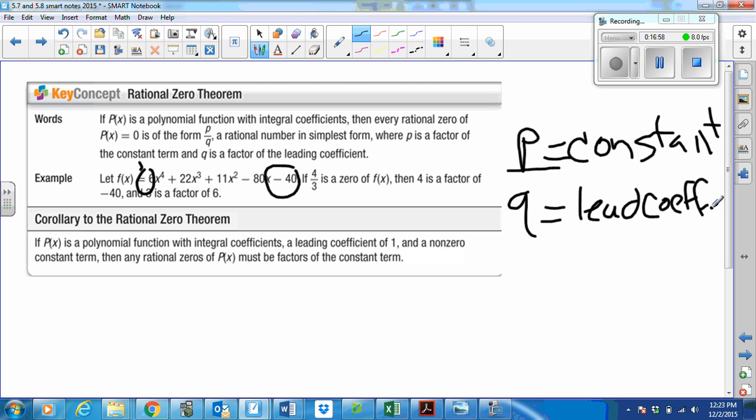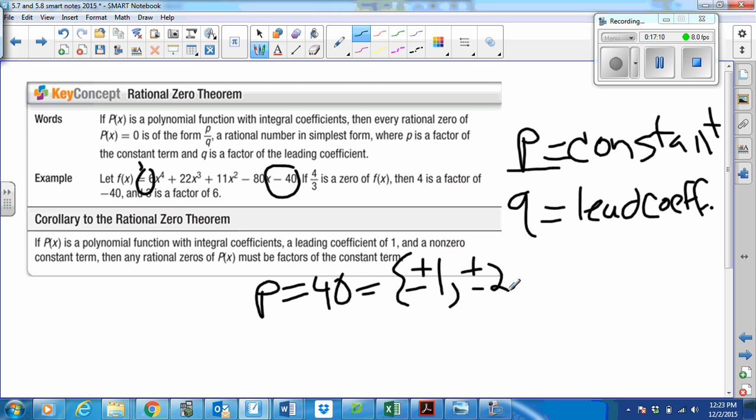So in this nightmare of a problem, if I ask for all of the possible rational zeros, you'd say, okay, well, p equals 40, and all possible factors of 40 are plus or minus 1, plus or minus 2. Remember, if you're multiplying together to get 40, you can take negative 1 times negative 40, and that gives you 40. So negatives aren't excluded from this. And then you get plus or minus 4, plus or minus 5, plus or minus 8, plus or minus 10, plus or minus 20, plus or minus 40.